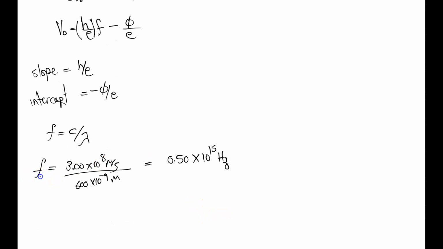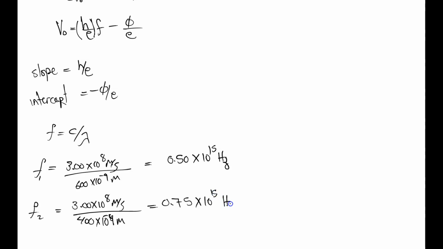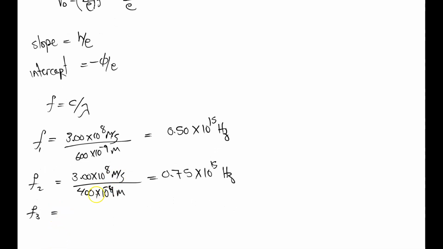We can have another frequency corresponding to the 400 nanometer, which will give us a frequency of 0.75 times 10 to the 15th hertz. And finally, we have a third frequency for the 300 nanometer, and hopefully it's easy to see that it's 1 times 10 to the 15th hertz.